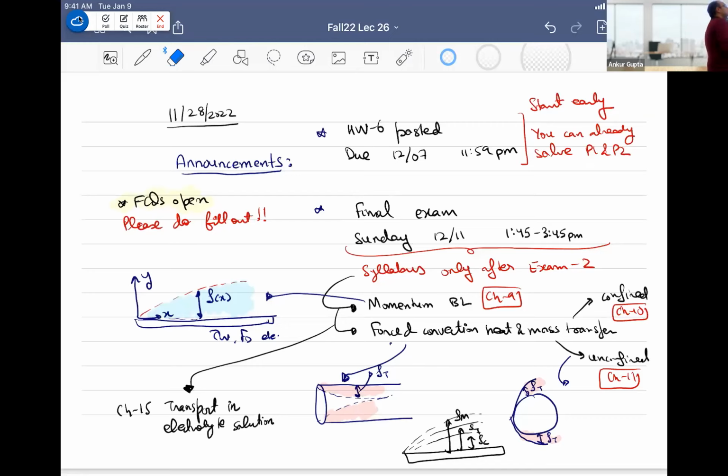But it'll have two sort of long problems instead of one, but neither of them will be as long as the one that you've been doing in exams. And then there'll be some conceptual questions, and you will see the practice exam kind of takes care of that as well. Any questions for the exam and the homework?